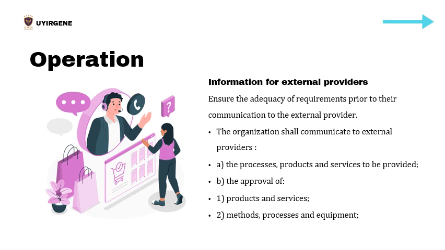Information for external providers. The organization shall ensure the adequacy of requirements prior to their communication to the external provider. The organization shall communicate to external providers its requirements for the processes, products and services to be provided, the approval of products and services, and methods, processes and equipment.